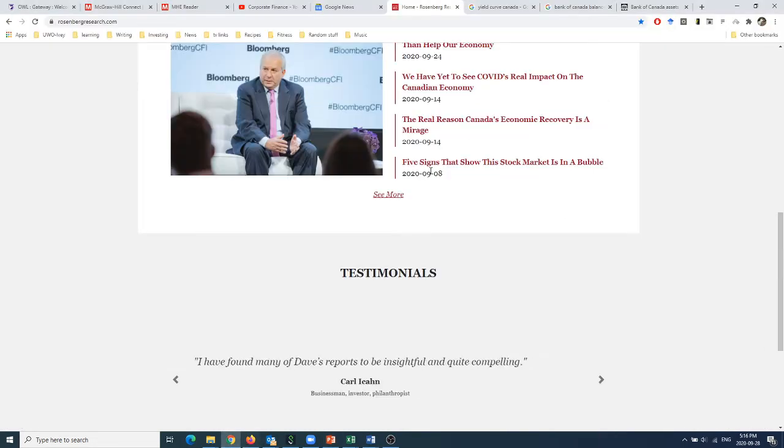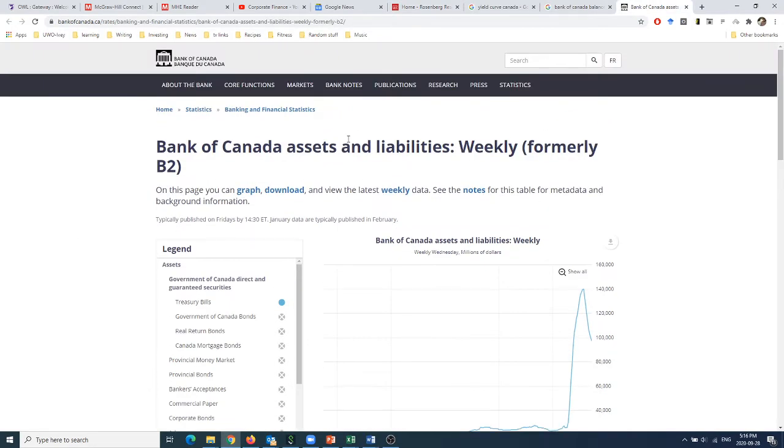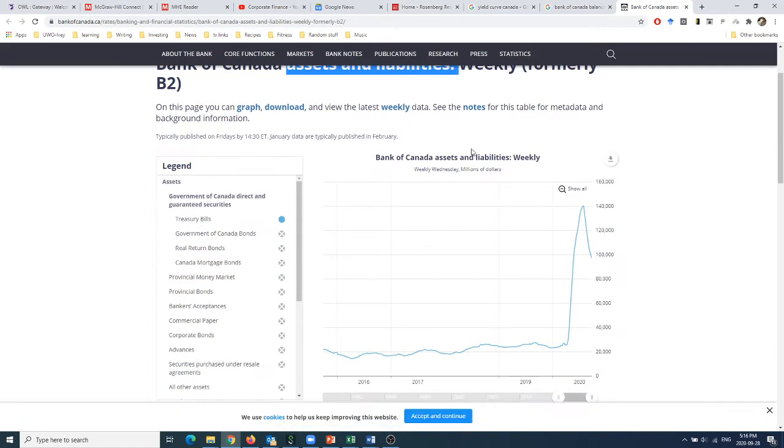The Bank of Canada, for example, Bank of Canada balance sheet, assets and liabilities.